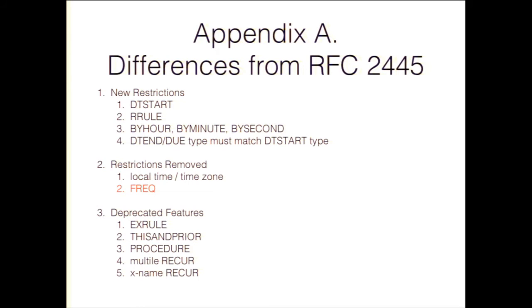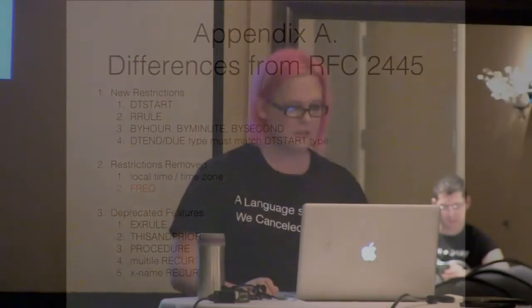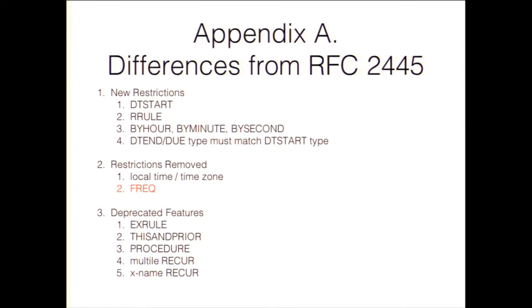It said that you can only have one recurrence rule in a recurrence set and not 15 of them. It said that the date format of the end must match the start. It removed the exclusion rule, so you can't have a set that has another complicated set to exclude things. It also removed the this and prior from the recurrence ID, which is great.